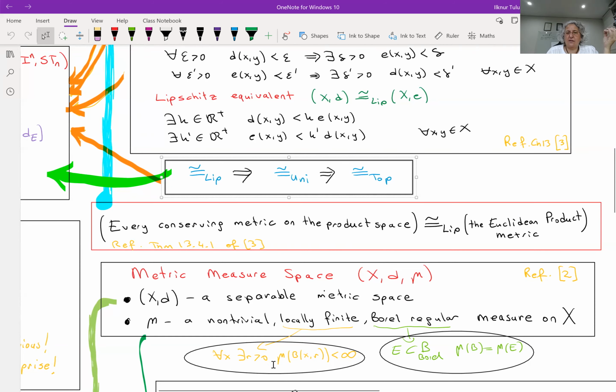Locally finite means the measure on each ball is finite. Borel regular means if the set is included in a Borel set, their measures should be the same.